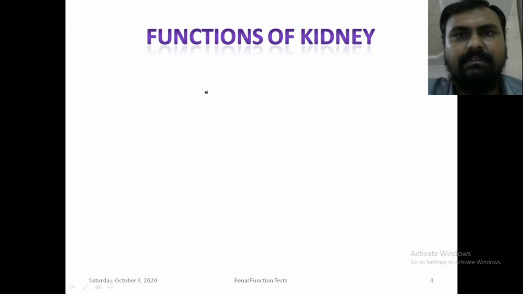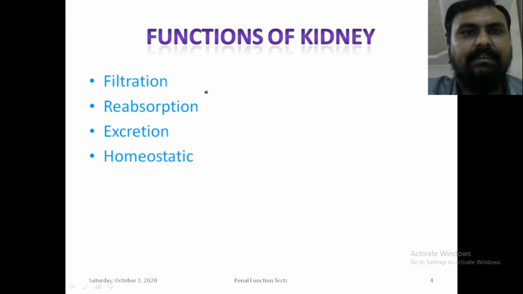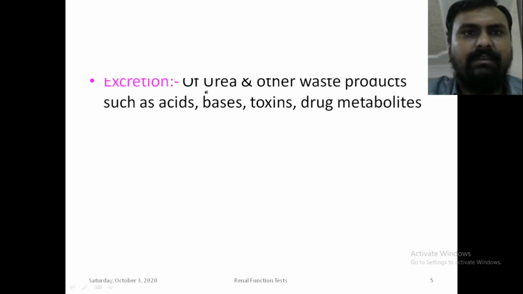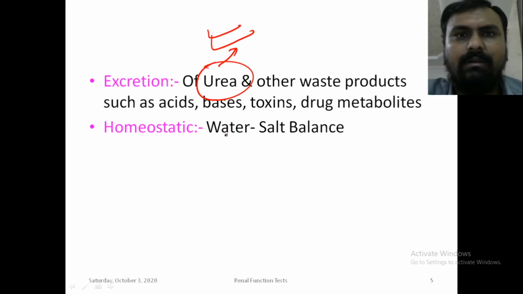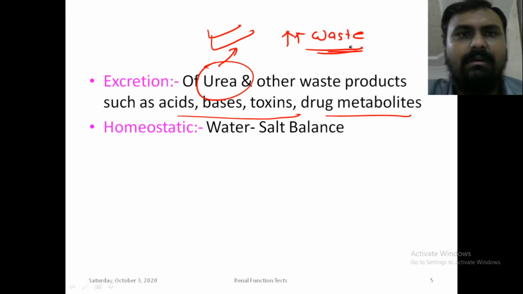Now, what are the functions of the kidney? Filtration, reabsorption, excretion, homeostatic function, and endocrine function. So we will see what excretion is. The end product of protein metabolism, urea, is excreted through the kidney, as are other waste products, toxins, and drug metabolites. In case of kidney failure, these waste products will accumulate and it may present with coma.